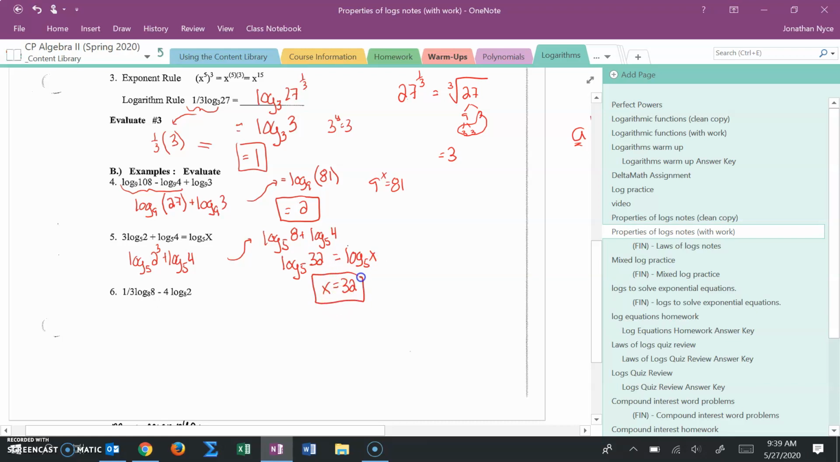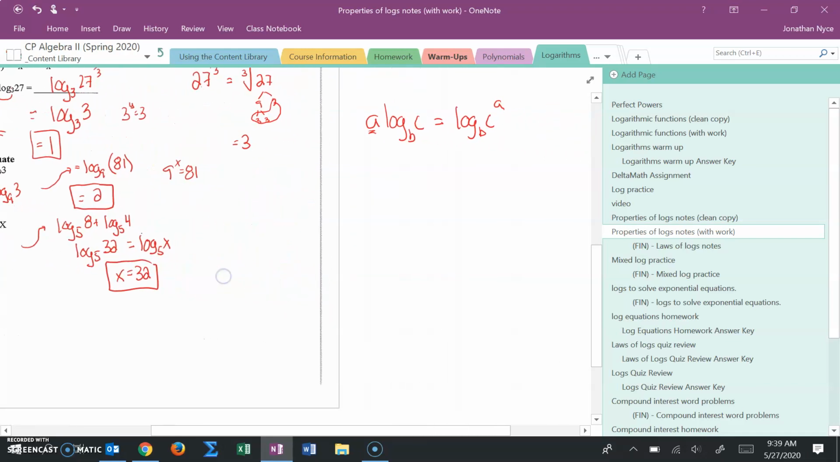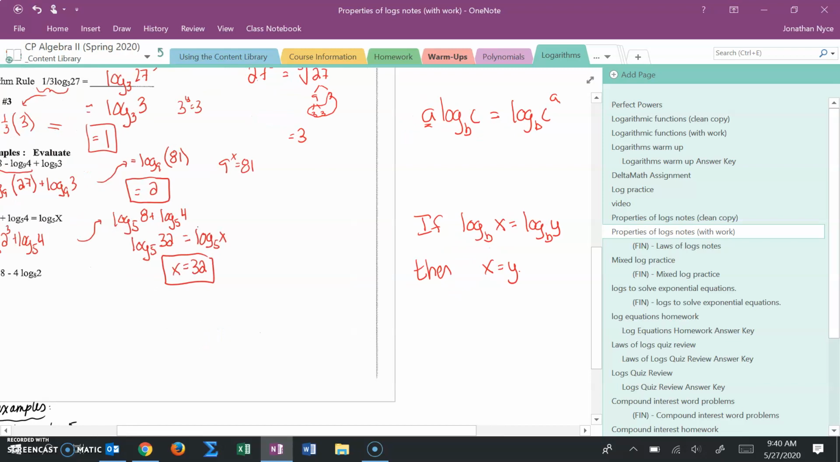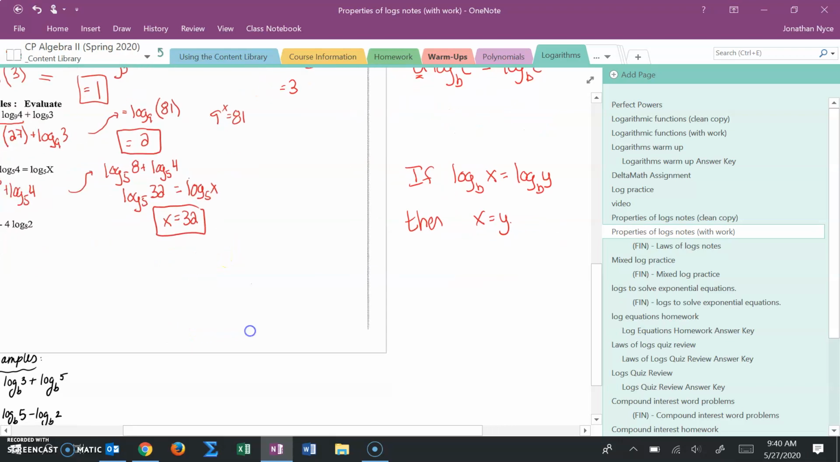And that's another property of logarithms, where if you have 2 logs with the same base and the same argument, we'll call it x, so 2 logs, and the base is the same, then the arguments have to be the same. That's what we're using here. We have log base 5 of 32 equals log base 5 of x. X has to be 32.